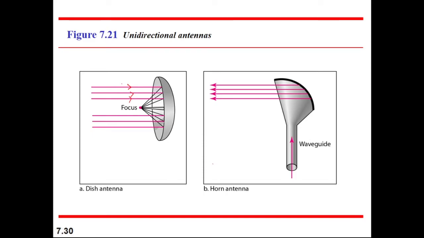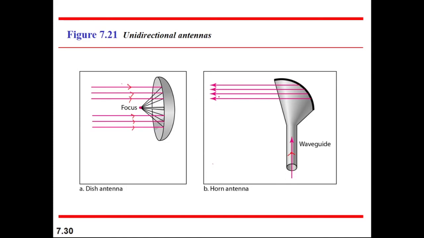So this is a dish antenna, and this is another antenna, a horn antenna. This type of antenna you can use for microwave communications. For this horn antenna, we provide the signal in this way. The signal comes here, and it can go in a single direction. Here also, in this antenna, we have this type of signals, and if there is a focus, they can be provided to a particular location.